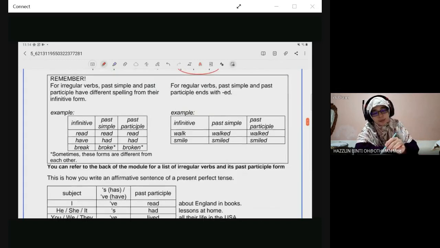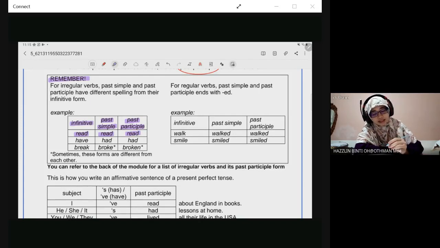Remember, for irregular verbs, past simple and past participle have different spelling from their infinitive form. I've given three examples of infinitive here. The first one is read. Look at the past simple. The past simple of read is read, and the past participle of read is also read.